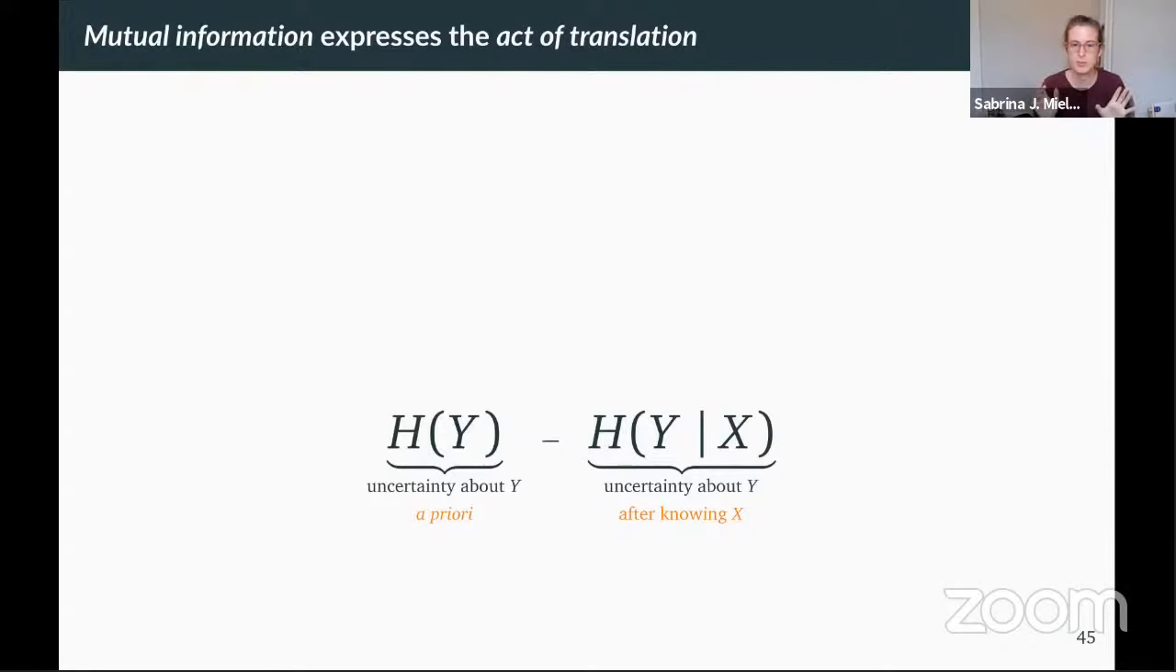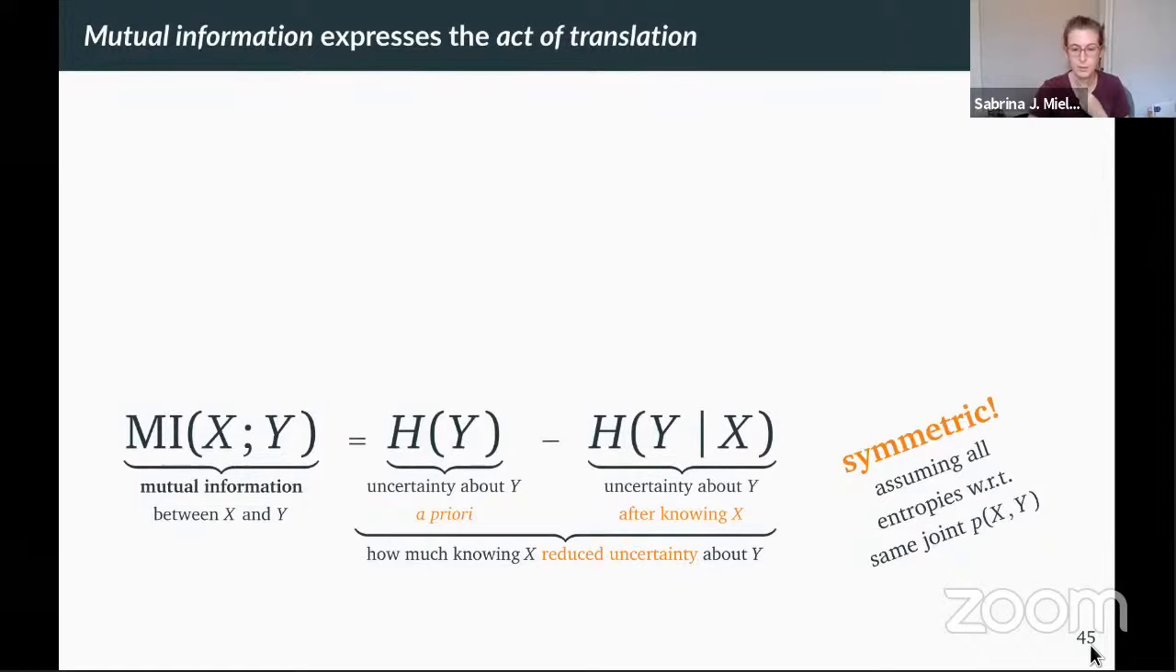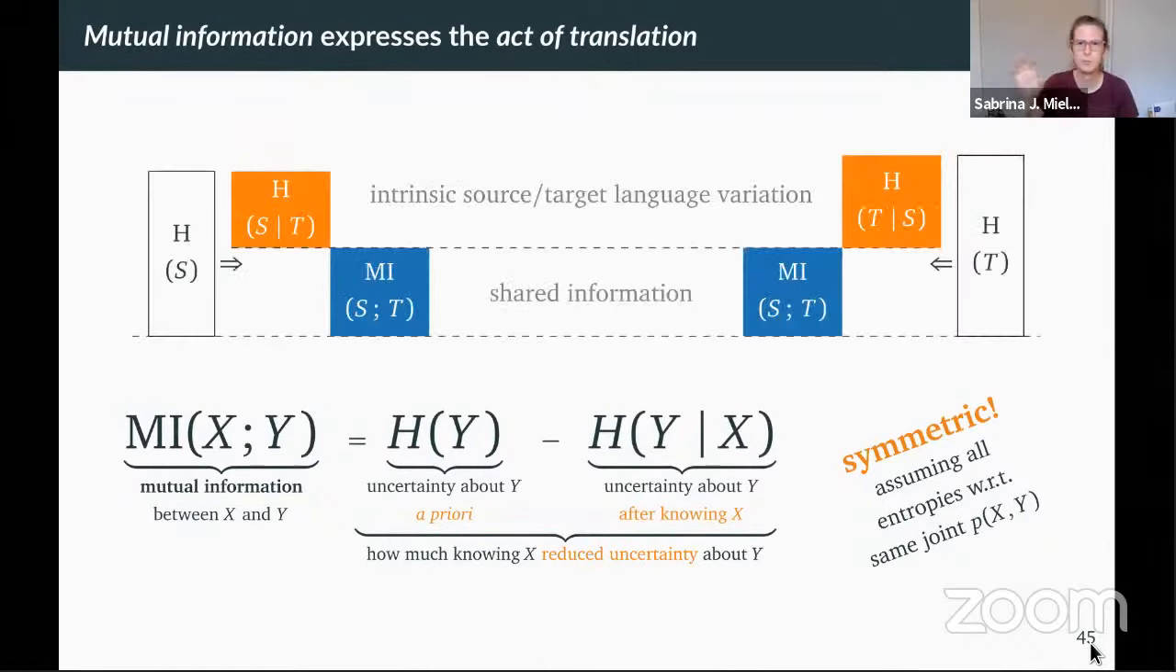So it should be clear to us that the first term is bigger than the second term, right? If we don't know the source sentence, we have no idea what the target's going to be. But if we know the source sentence, we have some idea what the target is going to be. And that reduction from no idea to some idea, that is mutual information between the two. So this is symmetric. It goes both ways. So this is really a measure of sharing. And this is what it might look like in a picture.